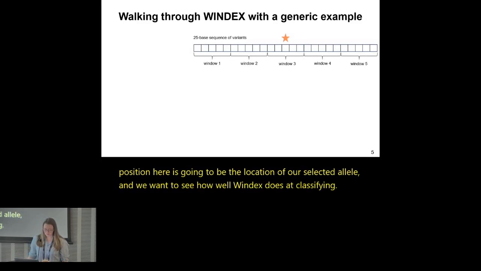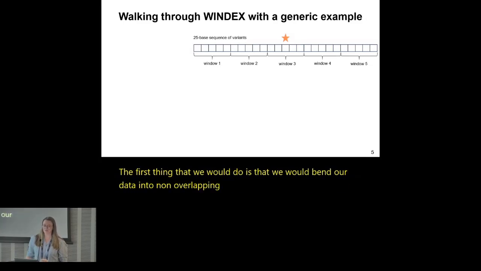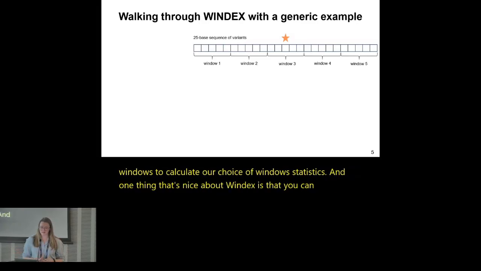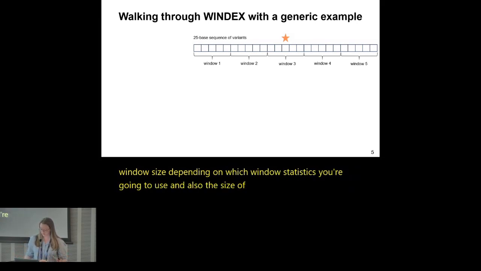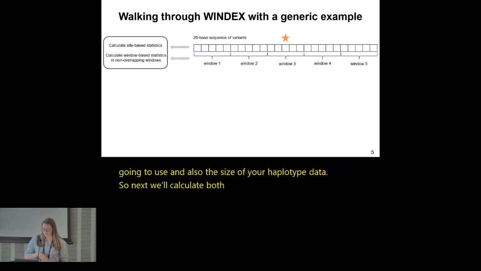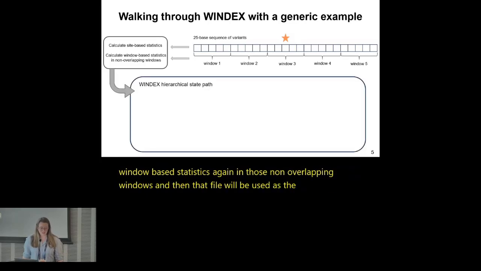The first thing that we would do is that we would bin our data into non-overlapping windows and then use those windows to calculate our choice of window statistics. And one thing that's nice about WINDEX is that you can choose the window size depending on which window statistics you're going to use and also the size of your haplotype data. So next, we'll calculate both our site-based statistics and our window-based statistics, again, in those non-overlapping windows, and then that file will be used as the input to WINDEX.